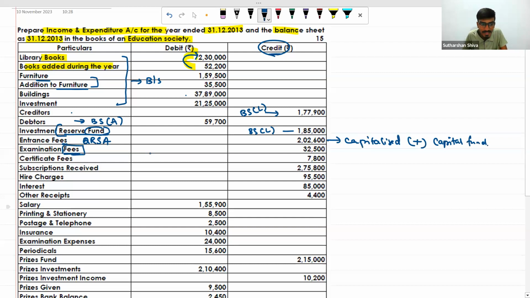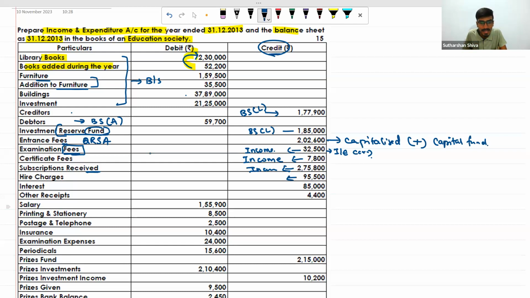Examination fees. Examination fees is on a recurring basis, every examination, every semester, every year, three or four times they are going to collect it. So it will be treated as income. I will show it on the income and expenditure account on the credit side. Certificate fees, even though it is treated as a regular activity of an educational society, will be treated as income. Subscription received, obviously you know it is income, the major and main source of income.